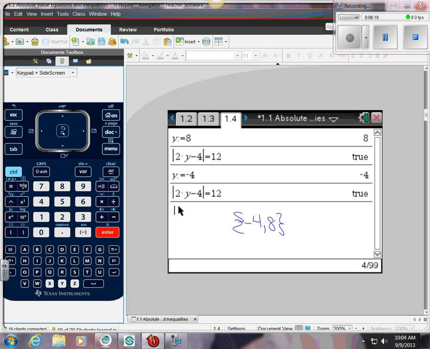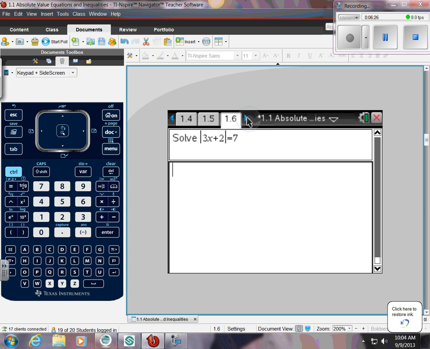Easy, hard? Good, because this is the easiest lesson you're going to get all year. Ready? Okay, let's go to the next page.